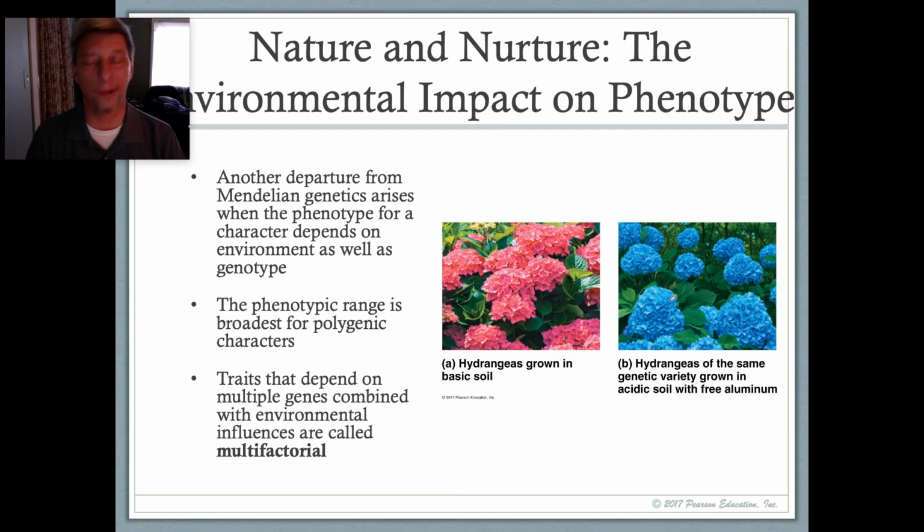The last thing that I want to talk about here is when you end up with an environmental impact on the phenotype. The two flowers that are pictured in this slide are exactly the same species and could have come from the same parental plants. However, because one is grown in basic soil and the other is grown in acidic soil, they have very different phenotypes. And then if you throw in polygenic inheritance, multiple genes for flower color, you can get a wide range of colors in these flowers. All right. This is what's known as a multifactorial inheritance pattern.